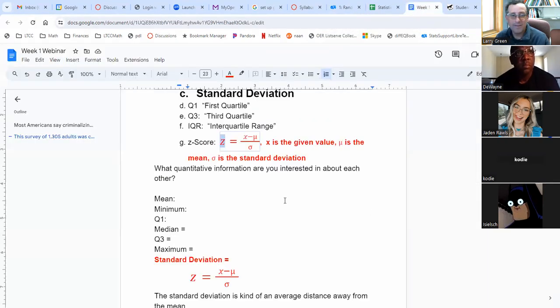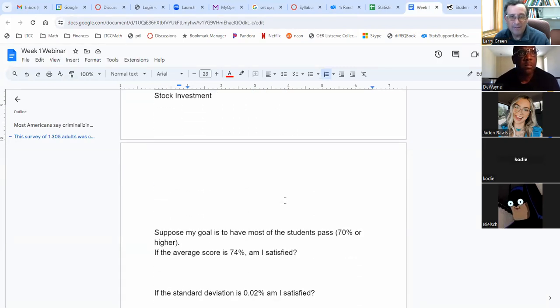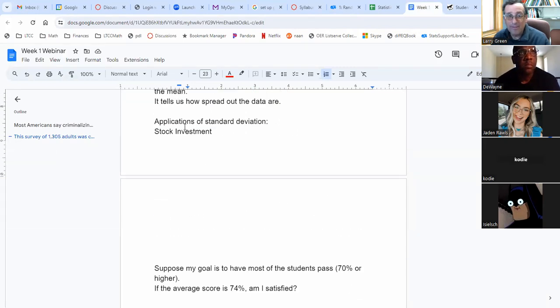Okay, let us continue on. Let's look at some applications of standard deviation. Okay, let's look at the stock market. And I'm going to talk about this a lot because I care about it. Any guess on why I care about it?